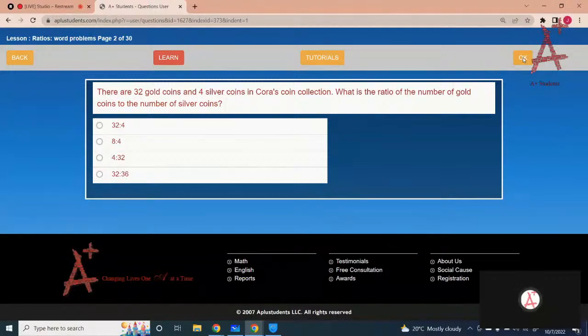There are 32 gold coins and 4 silver coins in Kora's coin collection. What is the ratio of the number of gold coins to the number of silver coins? Now you have to write the ratio of the gold coins to the silver coins. So how many gold coins do we have? 32 gold coins and the silver coins are 4. That means the ratio would be 32 ratio 4. Got it?